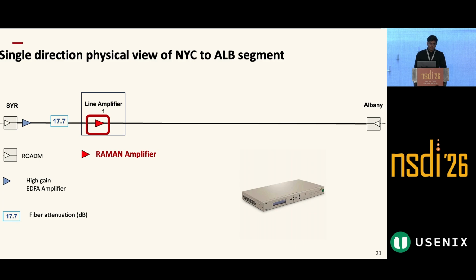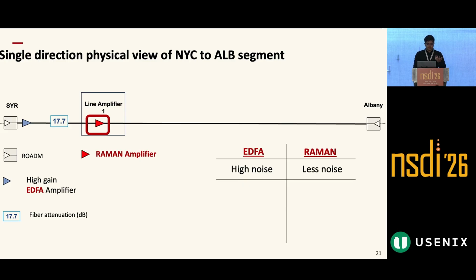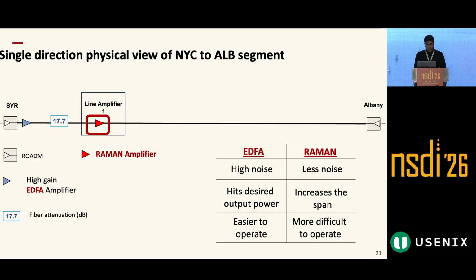To compensate for this, we have another amplifier. This is a different sort of amplifier called a Raman amplifier. Here, we are using two different sorts of amplifiers in the network. With EDFA, you get higher noise. With Raman amplifiers, you get lesser noise. EDFAs are primarily used to hit the desired output power, so the output power doesn't get too high or too low. Raman amplifiers, because of their lower noise profile, are primarily used to increase the span.